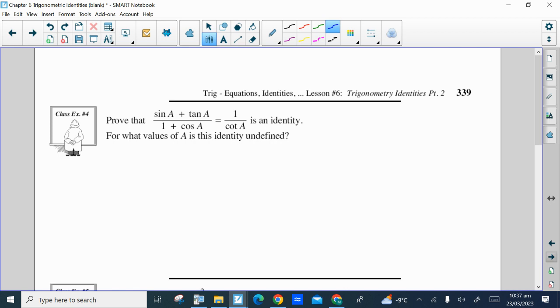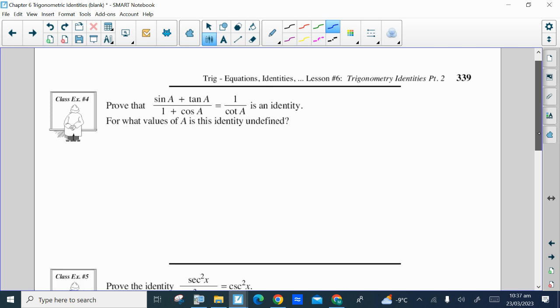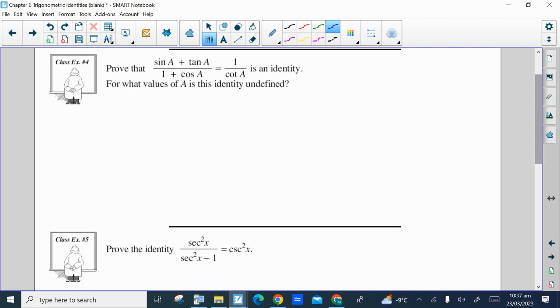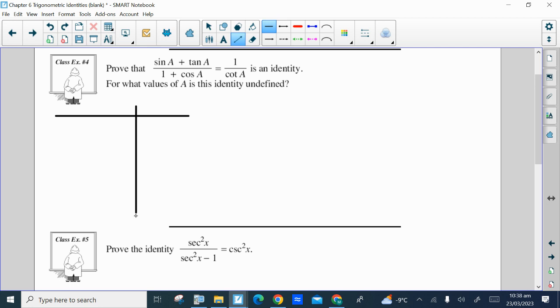So this next one is going to take a few more steps, but as we work through it, we're going to see it's just algebra. The left side, sine A plus tan A all over 1 plus cos A must equal the right side, which is 1 over cotan A. In this case, we're going to work down both sides. Most of our work is going to be down the left side. But let's start by working down the right side first to simplify that.